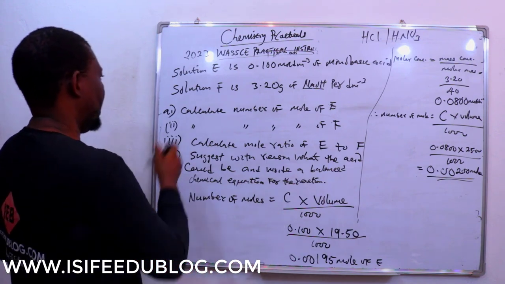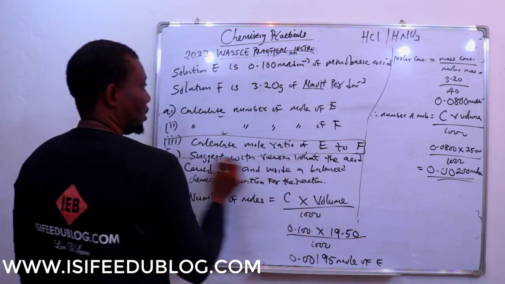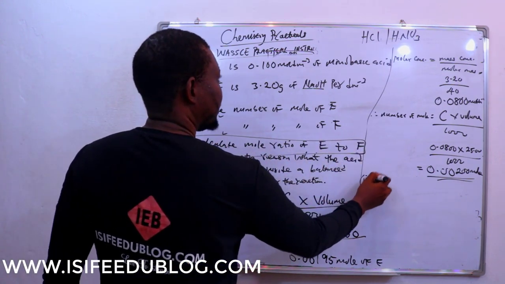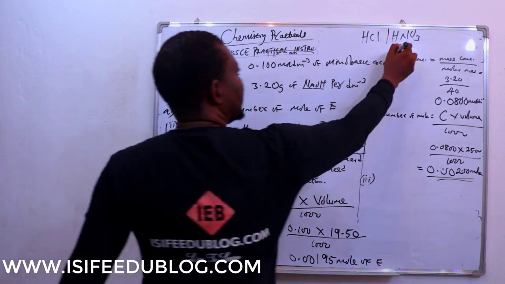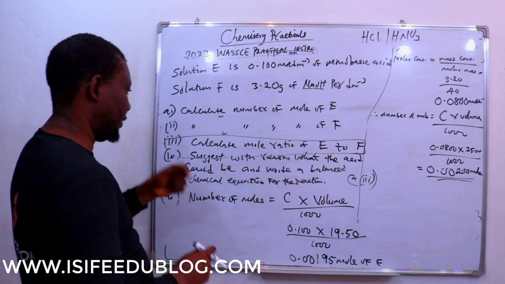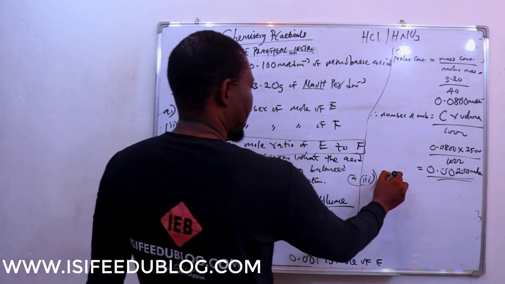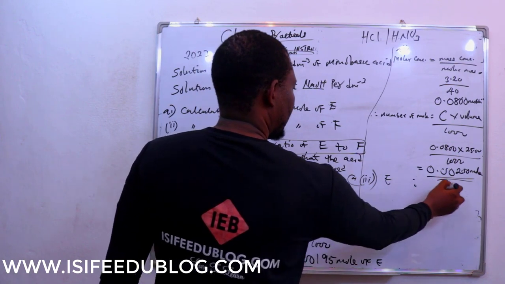Reverse, that is for this and this. So we can find this quickly. To solve part I, this one is AI, then AII. To solve this, we just need to find the mole ratio. So now, this is our E, this is our F.